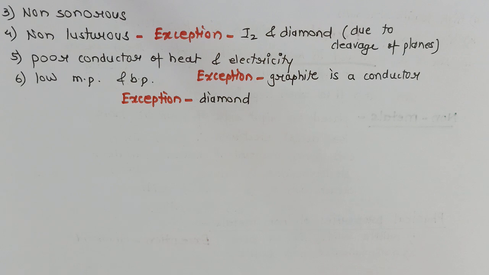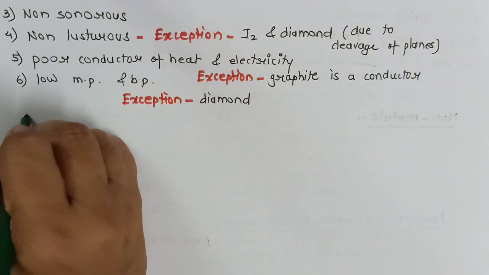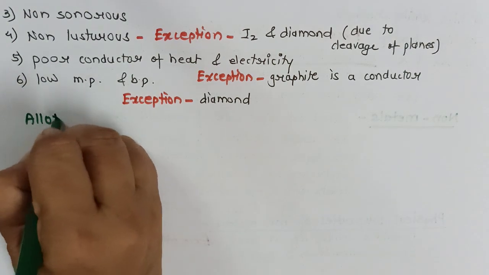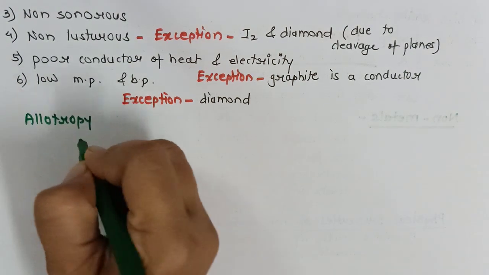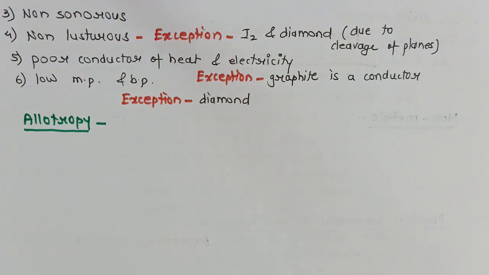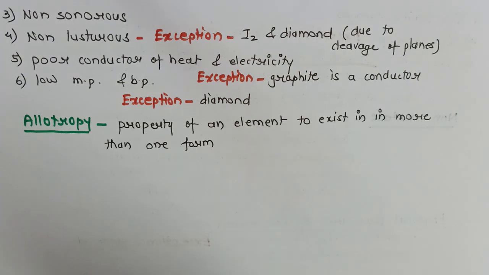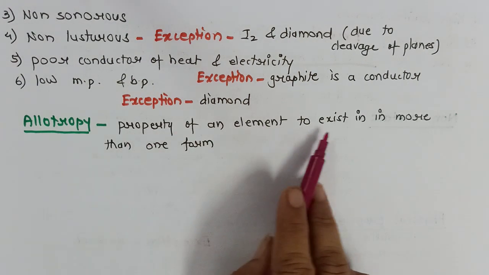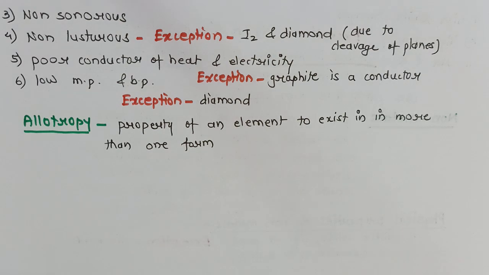Now there are certain elements which exist in more than one form. Their physical nature will be quite different, but their chemical nature will be the same, and such a property is called allotropy. About this in detail we'll be studying in chapter 4, but just now I am giving the introduction. What do you mean by allotropy? The property of an element to exist in more than one form.